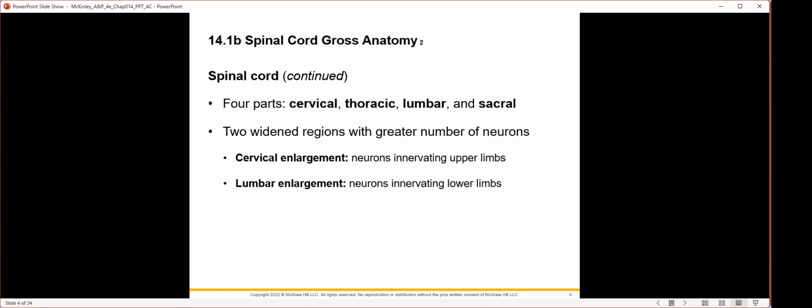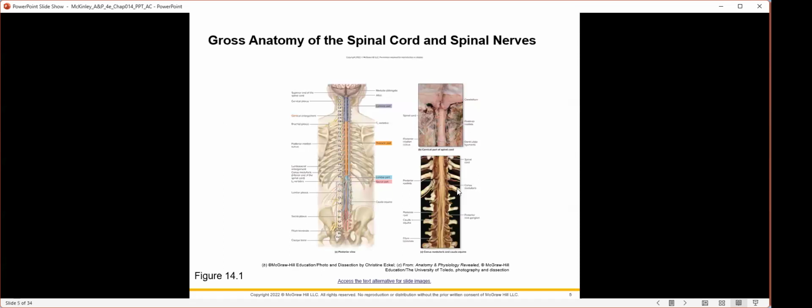There are four main portions of the spinal cord. We have a cervical region in the neck, a thoracic region around the rib cage, a lumbar region in the lower back, and a sacral region in the sacral area. There is kind of a grouping of them that we call a cervical enlargement and a lumbar enlargement in certain regions. This is kind of what it looks like, okay?